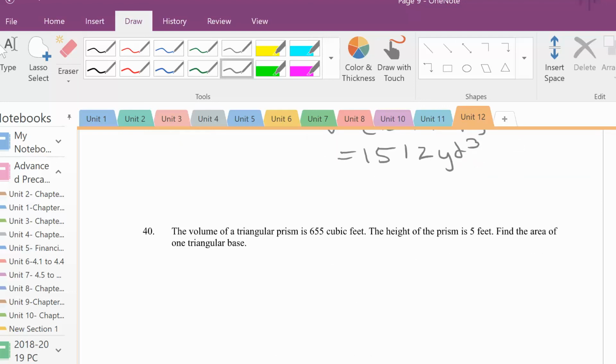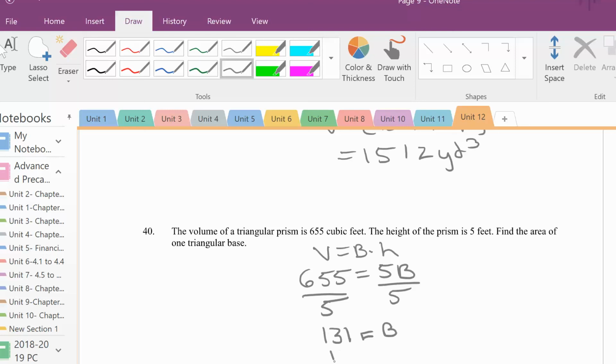Here it says the volume of a triangular prism is 655 cubic feet. The height of the prism is 5 feet. Find the area of the base. So remember, volume is area of the base times height. So 655 is equal to 5 times the area of the base. So just divide by 5, and you get that the area of the base is 131, which means it's 131 square feet, because remember, area is square feet.